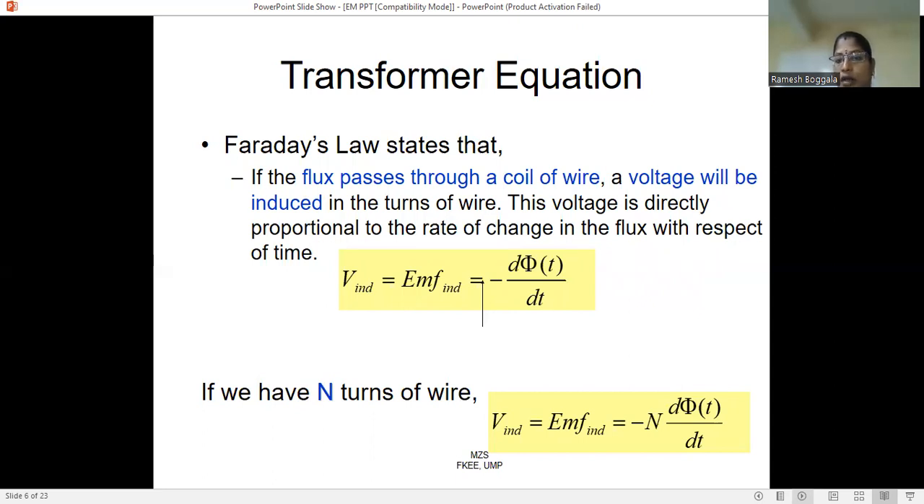The flux through the coil or wire causes a voltage to build up, or be induced, in the turns of the coil. The voltage is directly proportional to the rate of change of flux with respect to time. So the induced voltage, or induced EMF, is equal to d phi by dt. Here N is the number of turns. So V equals minus N d phi by dt.